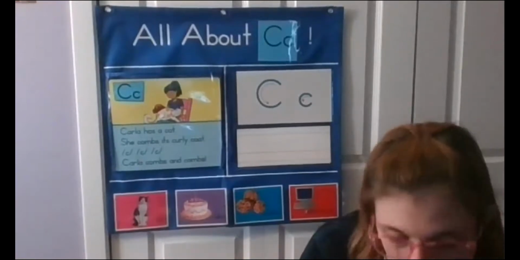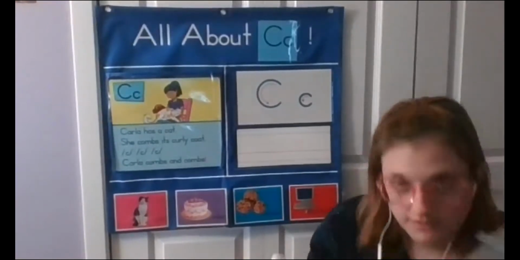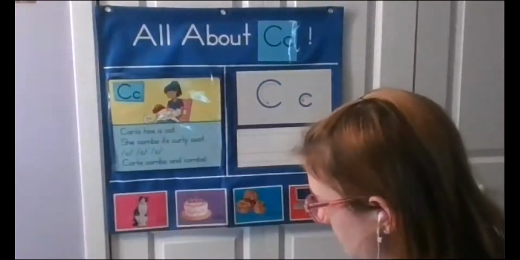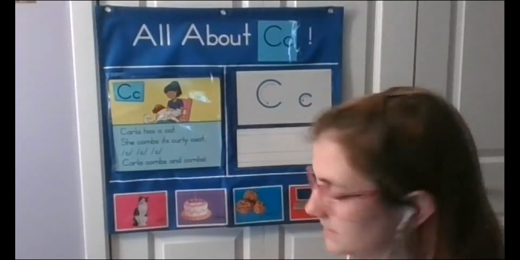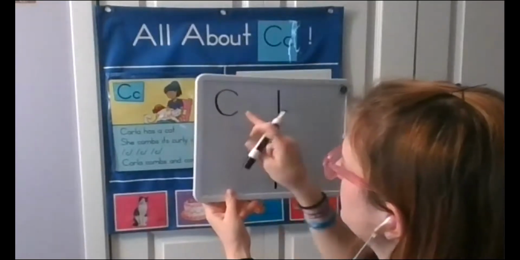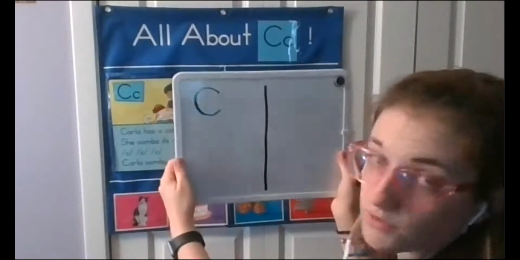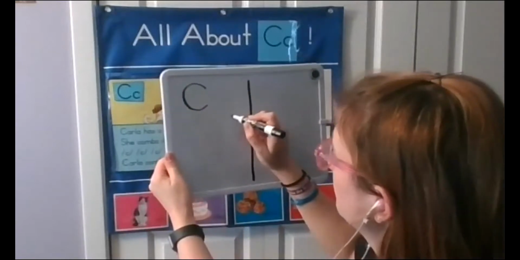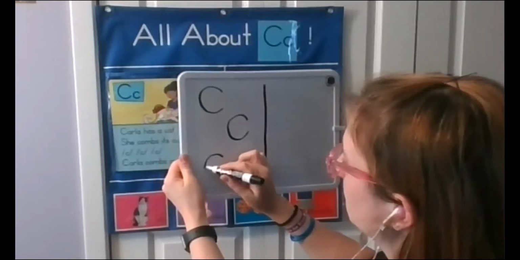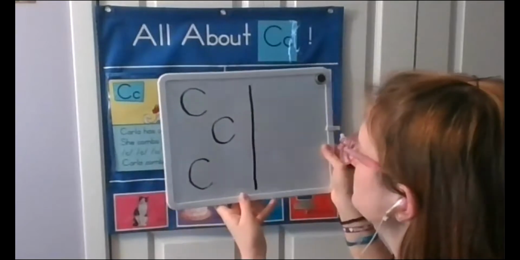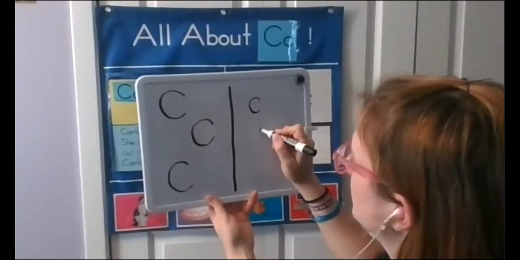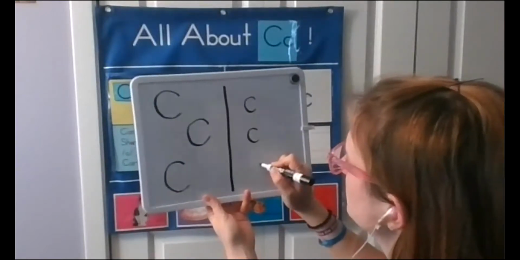All right, let me grab my whiteboard. And here we have it split in half again, ready to go. So let's start with our capital C's first. So we're going to start over here. And see how I stopped? I didn't keep going. I don't want to close it because I don't want to make the letter O. Good. And one more. There's our capital C. Lowercase c is just the same, but it's smaller. And remember, we're not closing it because we don't want the letter O.